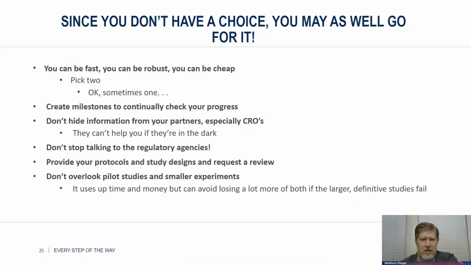Again, when it gets into in vivo work, the classic: you can be fast, you can be high quality, you can be cheap, you can probably only get one of those. So be careful to pick the one. Be realistic. Make those milestones. Share with your partners. They're either partners or they're not, and if they're not partners, they're not helping you. Request a review from the regulatory agencies. And don't overlook those pilot studies, those smaller experiments.